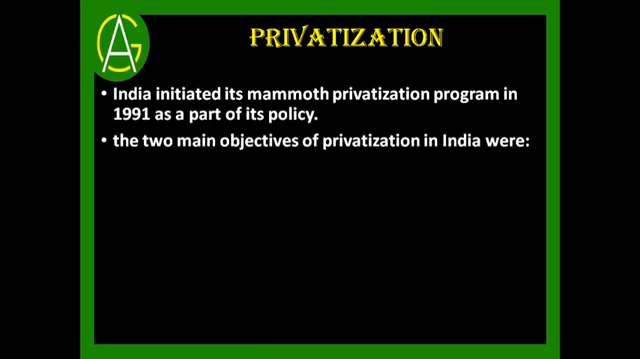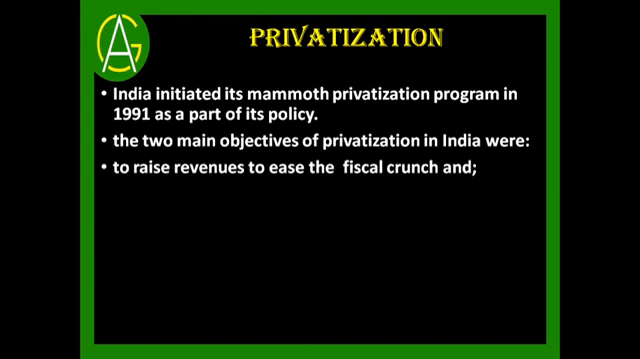There were two main objectives of this privatization. The first objective was to raise revenue to ease the financial crunch. That means the government of India was facing a financial crisis. Now in order to come out of this financial crisis, government wanted to create a source of funds. They had only one way to create this revenue, and that was to sell out the public sector units. So government started selling out the loss making public sector units and created revenue out of selling these units.